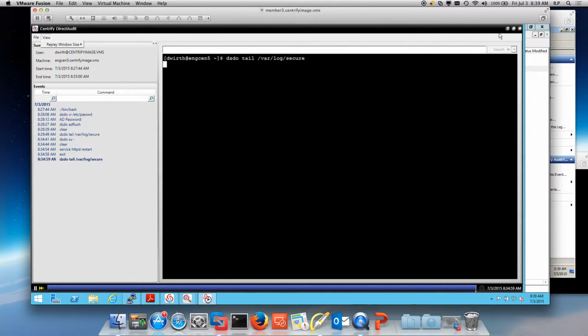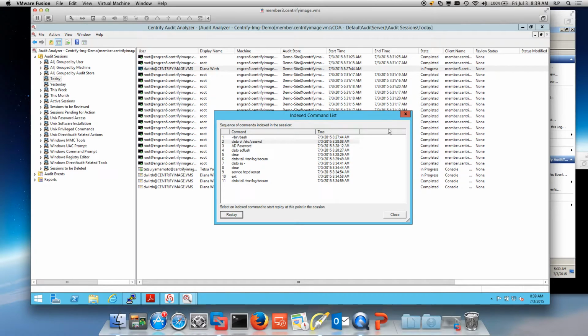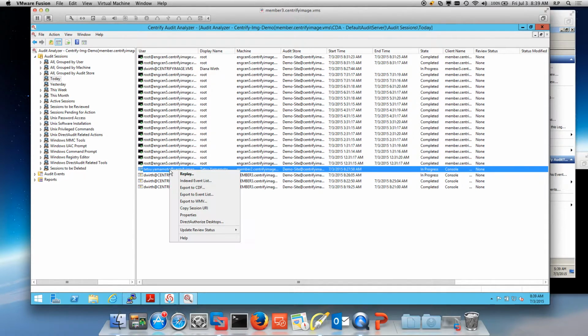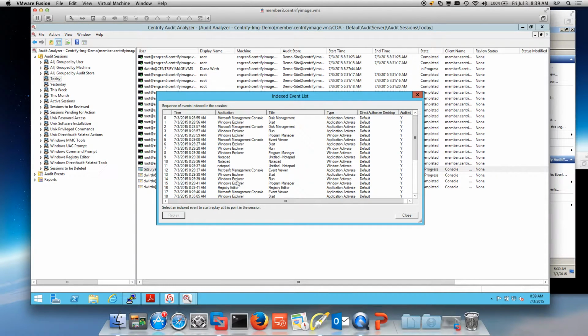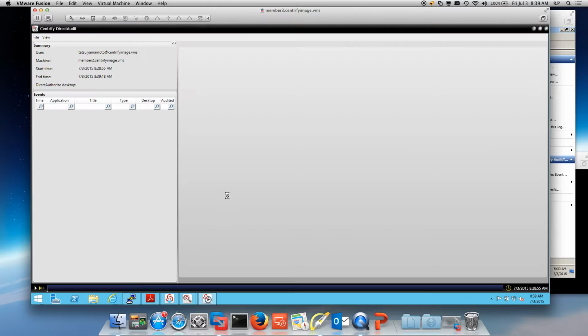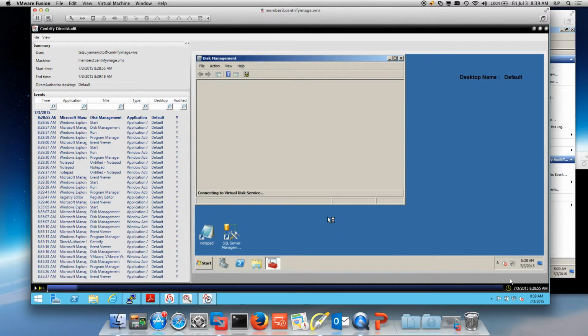This capability is also available on Windows. So in the case of Windows, notice my Windows sessions here. I have Tetsu right here. I can just take a look at the events that the user performed. I can just replay them as if it was a movie. And this basically shows me exactly what the user did, not just a bunch of events.